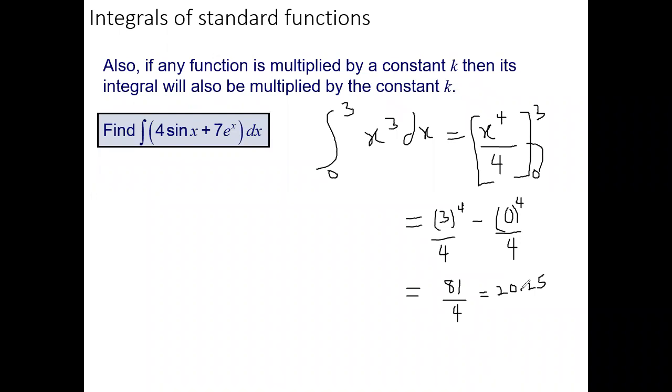Now let's try one more example. Assuming I ask you to integrate the integral of 4 sine x from 0 to pi, with respect to dx.